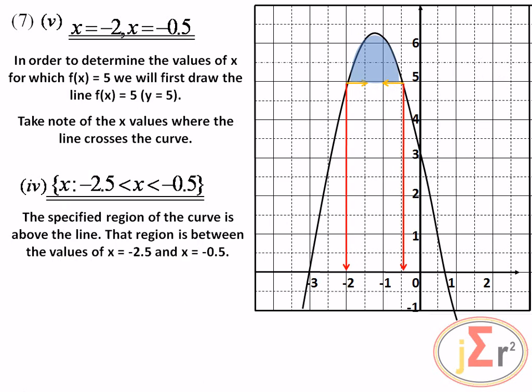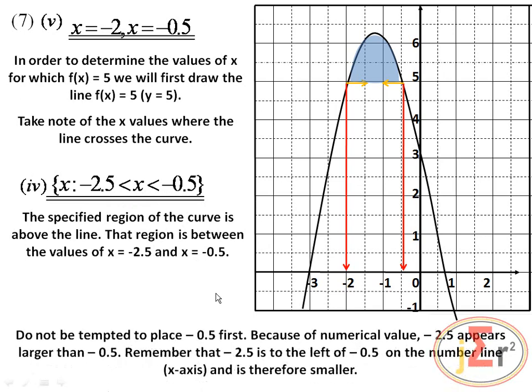Therefore, in order to represent that, we may say the set of x such that negative 2.5 is less than x is less than negative 0.5. This is saying that x is between negative 2.5 and negative 0.5.